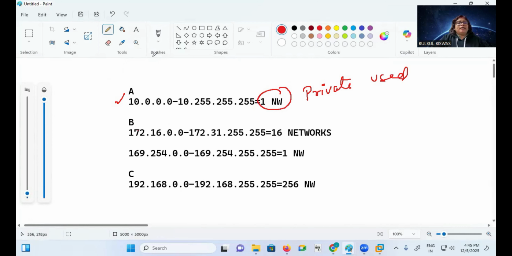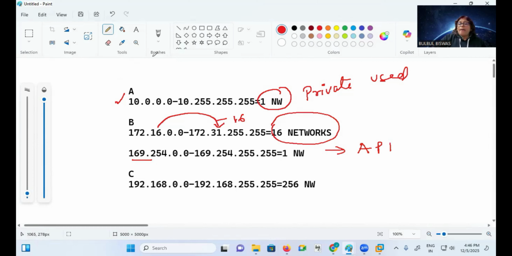Second, if I go for class B, you can see 16 to 31. That means 16 networks are reserved for private use. And another network, that is 169, which we call APIPA, is also a private IP address. So in total, in case of class B, 17 networks are reserved for private use.